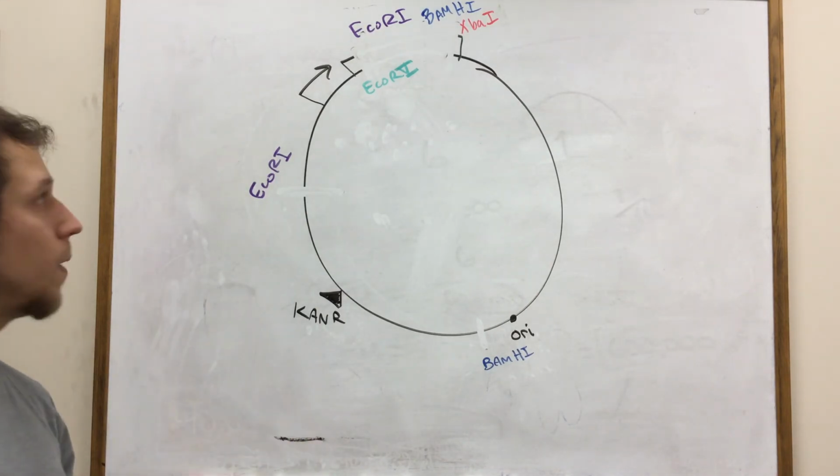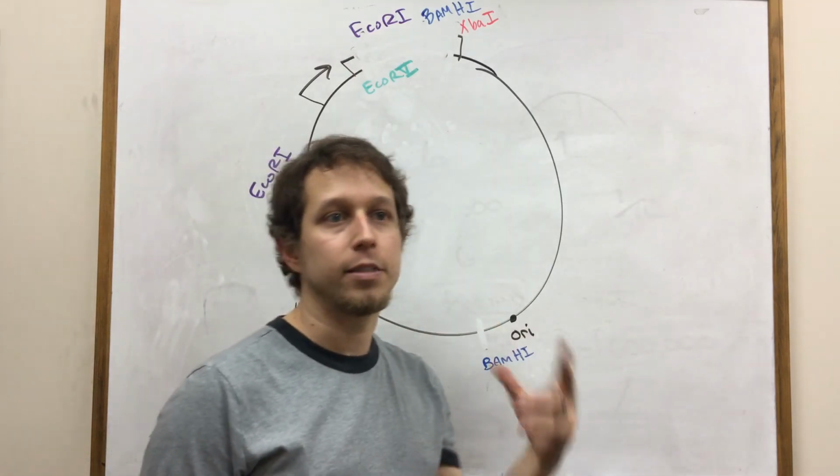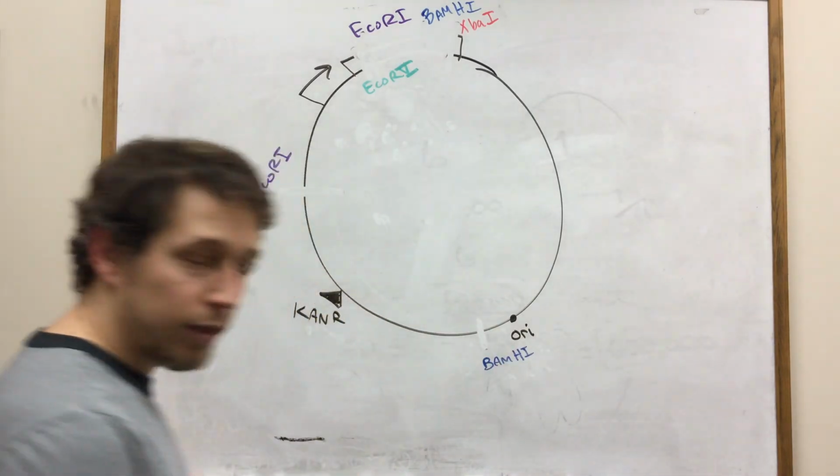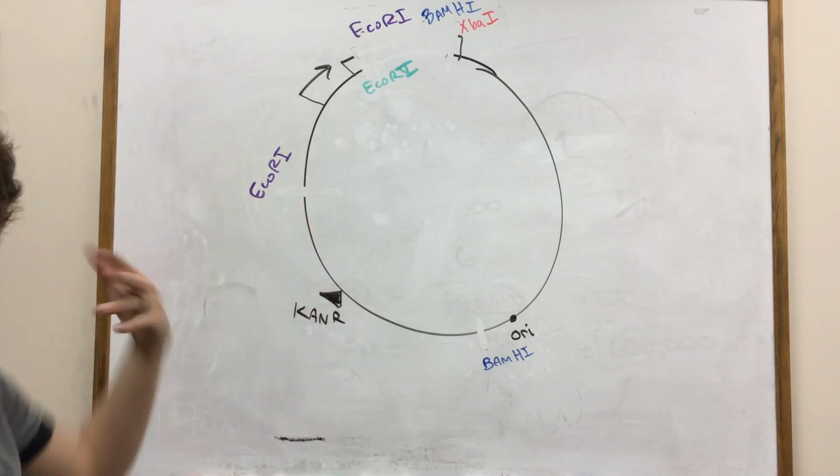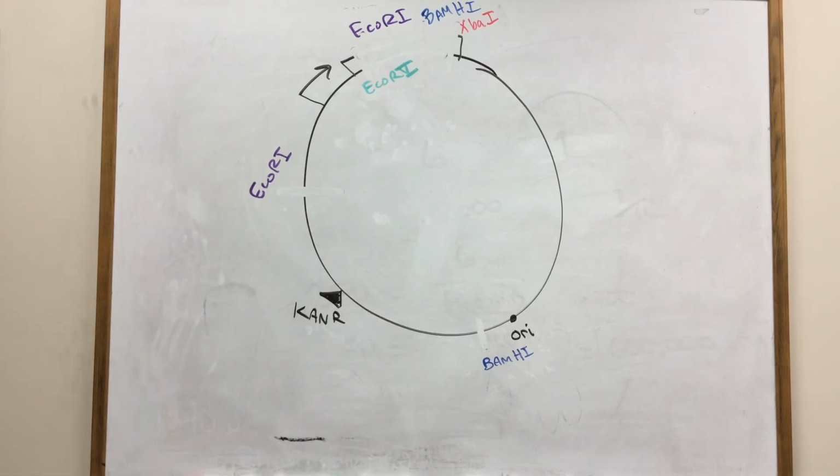So when you're looking at a plasmid and you're looking at the different endonucleases, it's really important to make sure that when you create a cut in the plasmid at one location, it's not accidentally also cutting the plasmid at another location that may cause complications.